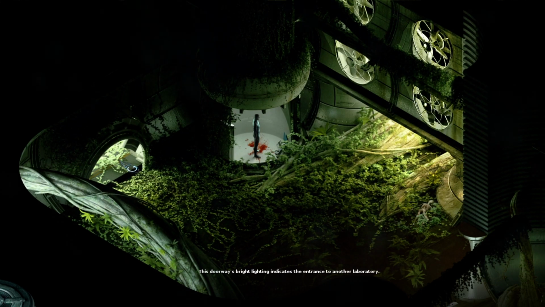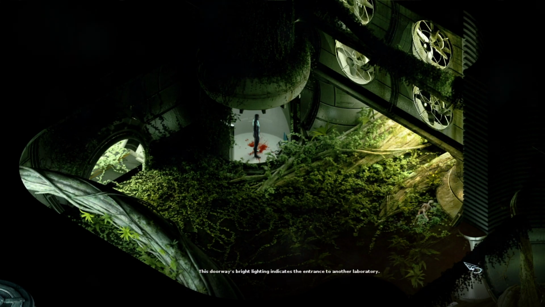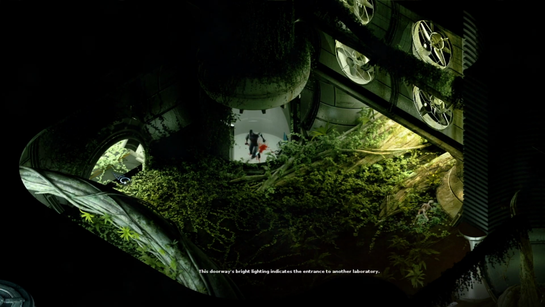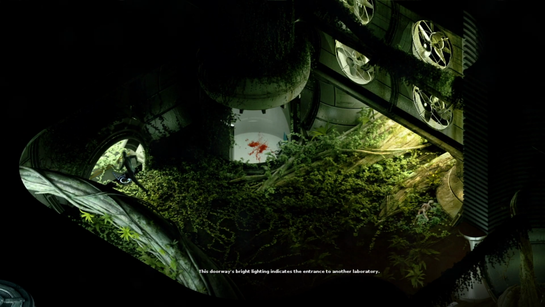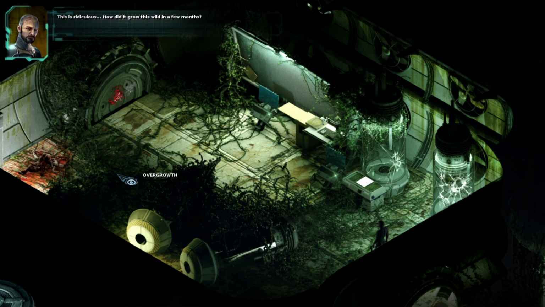Yeah, it seems likely. This doorway's bright lighting indicates the entrance to another lab. Lab on that side as well, and also down here. It's all laboratories as far as the eye can see. Oh, and we're allowed to run again. Thank you. I understand why it would not be realistic or whatever, but they grow this world in a few months.